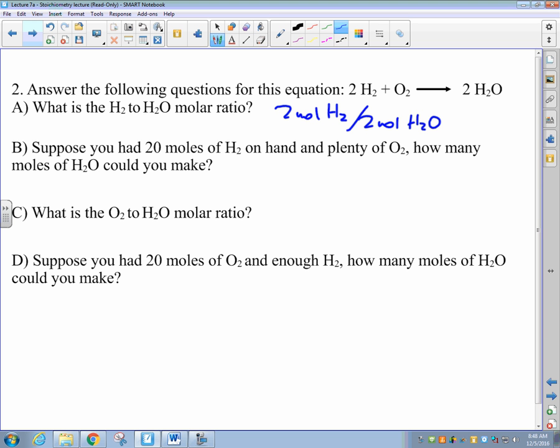Now let's take a look at what this is going to look like in terms of our mathematical setup from a monorail. Here we go, 1, 2, 3. Monorail, very good. On the upper left-hand corner, we are starting with 20 moles of hydrogen gas.